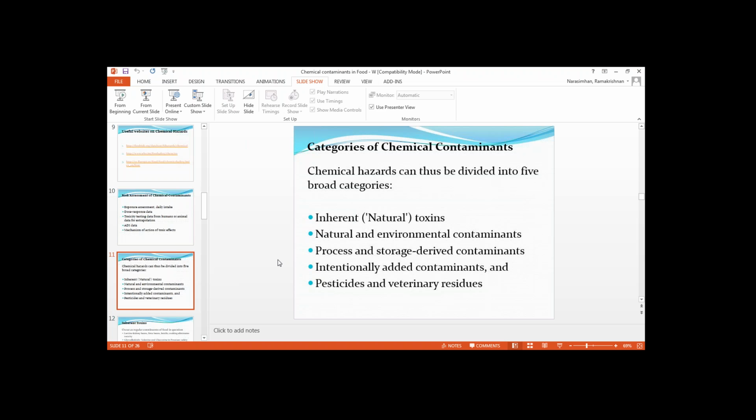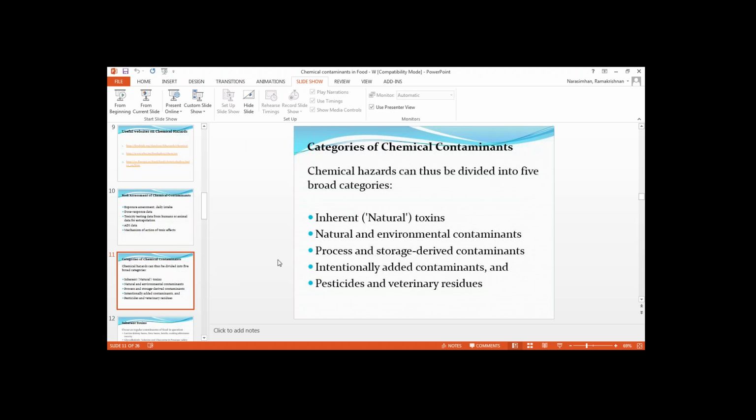I'll give you some examples. Lectins in beans, protease inhibitors in soybeans. These are some examples of chemicals you can inactivate by processing. Or there may be some chemicals that are naturally occurring, but that cannot be detoxified easily.